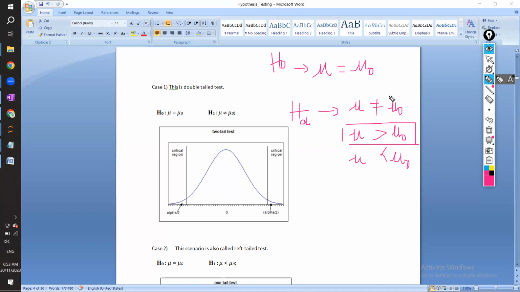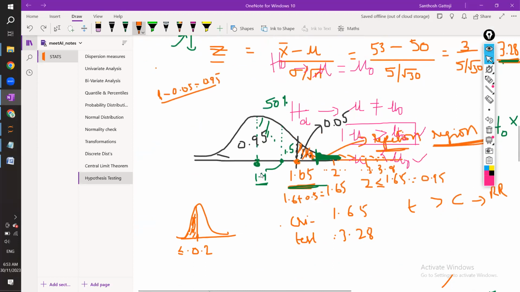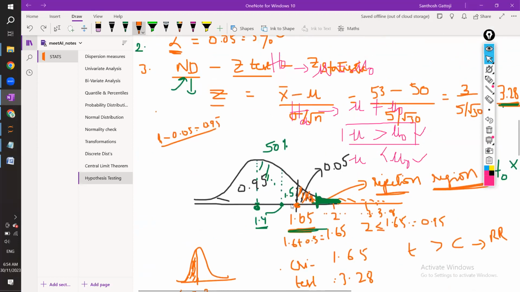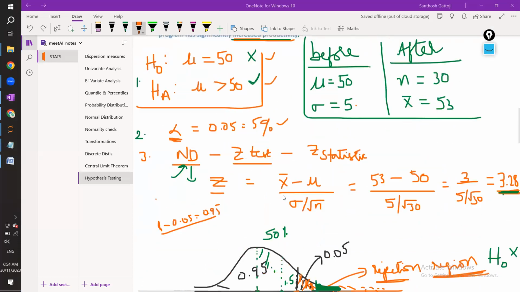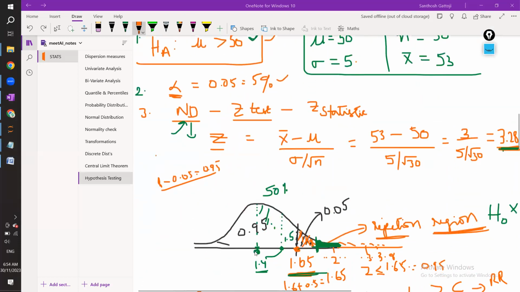That means it could be less than mu, and also it could be greater than mu, right? It could be both scenarios you need to consider. So in that case, it will be this. If yesterday you considered only mean greater than mu naught after the testing, your critical region will be to the right side. Why? Because you are checking mu greater than mu naught. So if your mean is over here in the middle and you are checking mu greater than 50, it will be this side. So the critical region will be this side.